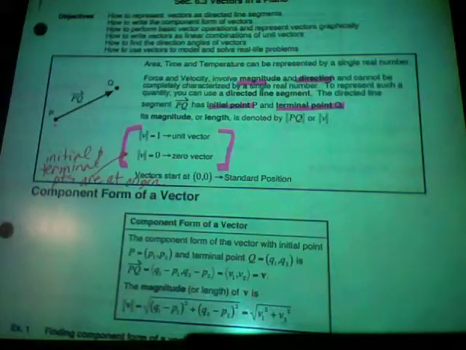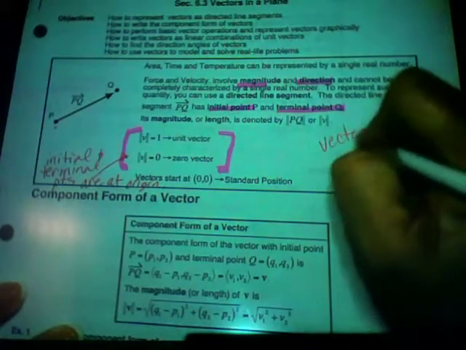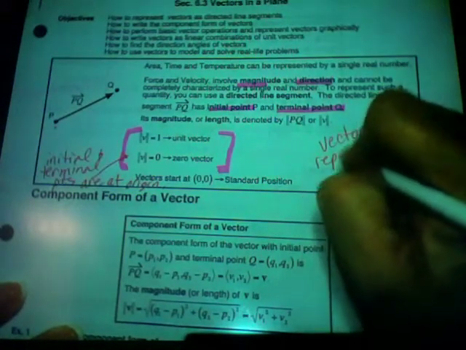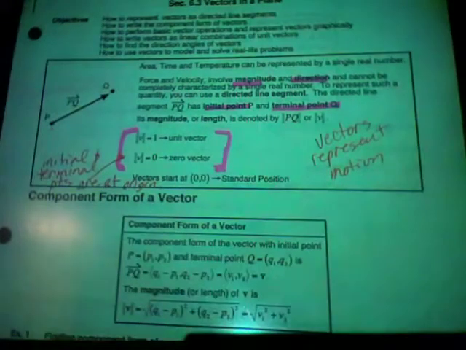Vectors are used in the coordinate grid system, so they're going to look like ordered pairs, but they have different notation so that they're noted as vectors rather than an ordered pair. Vectors, you might want to put over here also, represent motion. That's why I mentioned the words force and velocity. Force and velocity have motion to it, right?